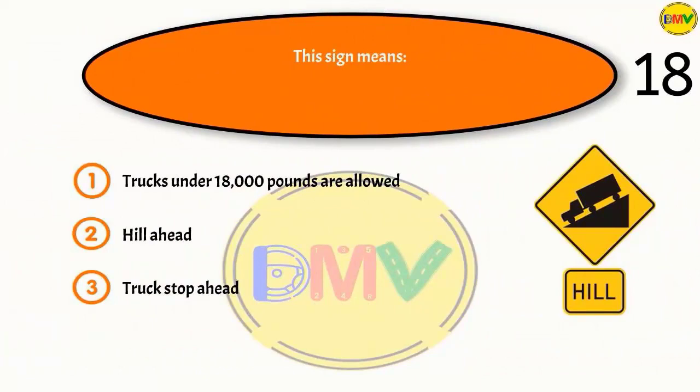The question 18. This sign means 1. Trucks under 18,000 pounds are allowed. 2. Hill ahead. 3. Truck stop ahead.